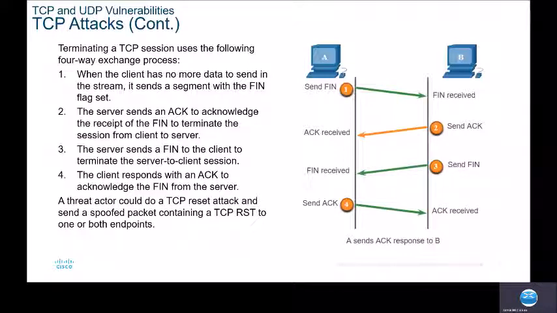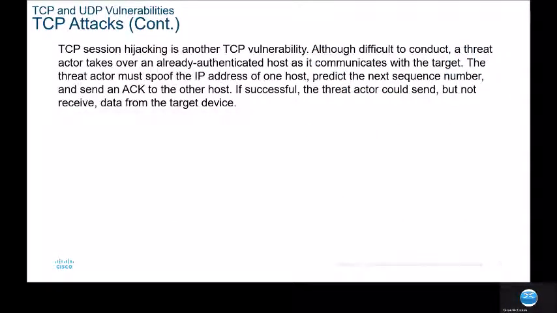So a threat actor could do a TCP reset attack and send a spoofed packet containing a reset to one or both endpoints. Session hijacking is another TCP vulnerability. Although difficult to conduct, a threat actor takes over an already authenticated host as it communicates with the target. The threat actor must spoof the IP address of one host, predict the next sequence number, and send an ACK to the other host. If successful, the threat actor could send but not receive data from the target device.